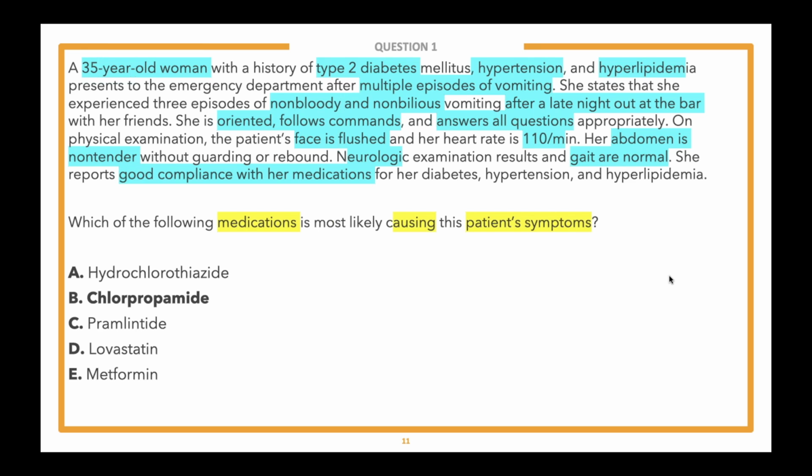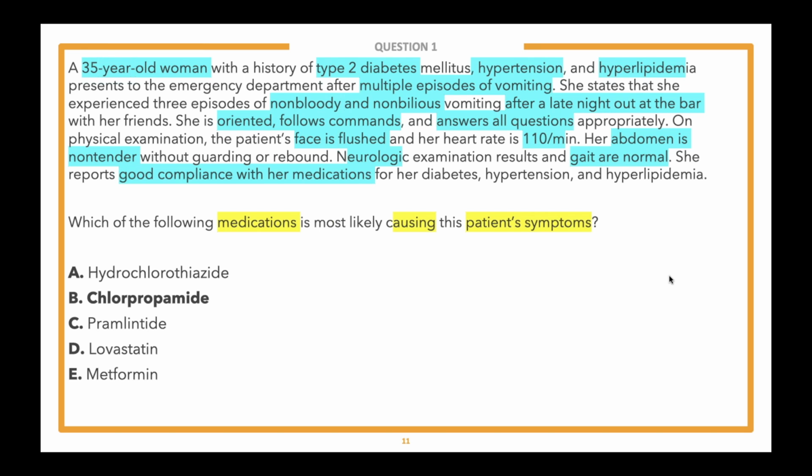You can have this happen intentionally to help prevent people from drinking alcohol, and it can also even be a side effect unintentionally from medications, which is the case in this question. So this patient we know has a history of type 2 diabetes, and we know she's compliant with her medications, so the likely culprit here would be answer choice B, chlorpropamide. It's a first-generation sulfonylurea and is known to be associated with these types of reactions, these disulfiram-like reactions.